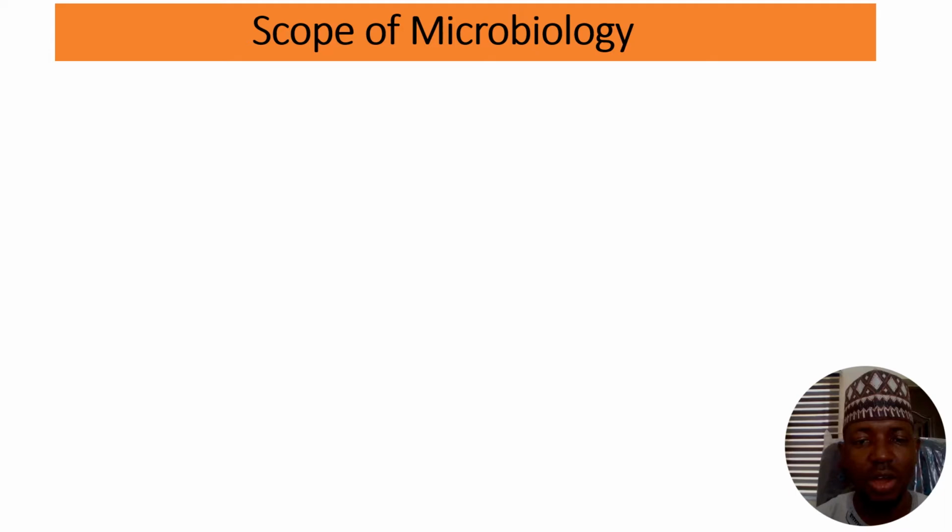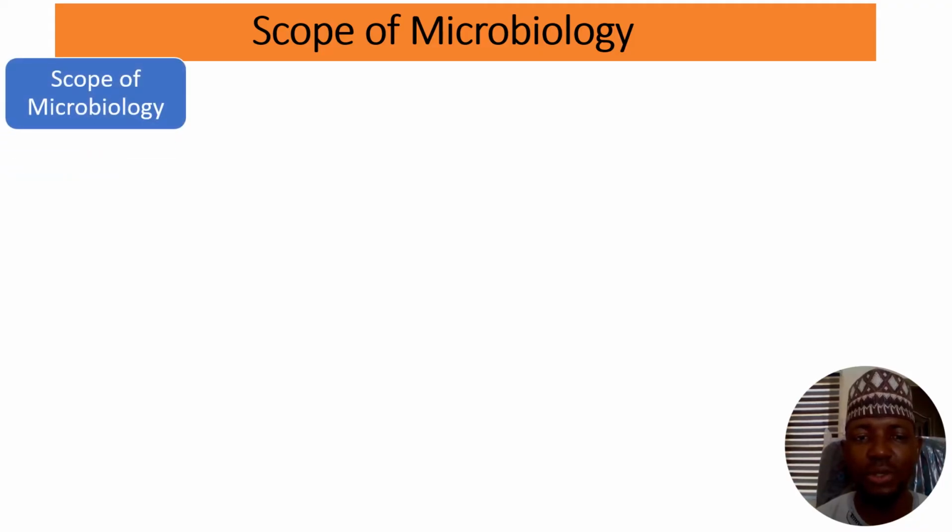Now, having known the definition of microbiology and microorganisms, let us quickly look at the scope of microbiology. The scope of microbiology simply means the area of coverage of the discipline of microbiology. What does microbiology cover? What are the aspects covered by microbiology? What are the important branches of microbiology?